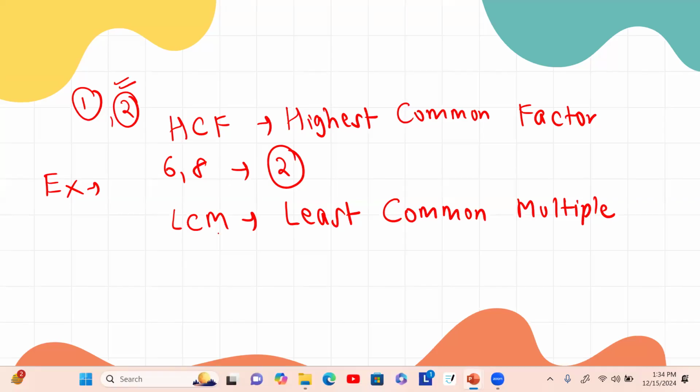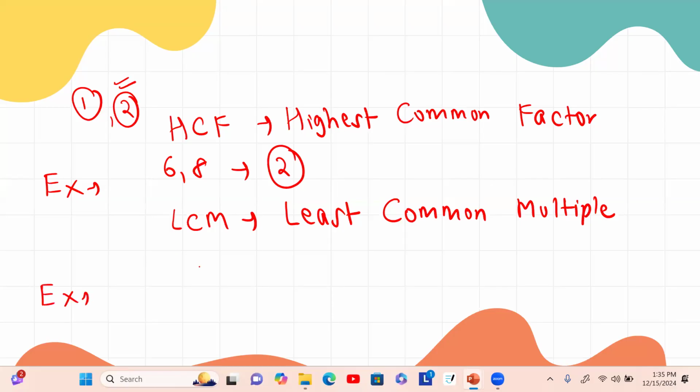If I talk about LCM, it stands for least common multiple. Just write down its definition as well. So LCM is the smallest number divisible by the given numbers.